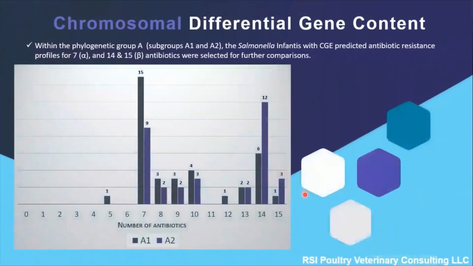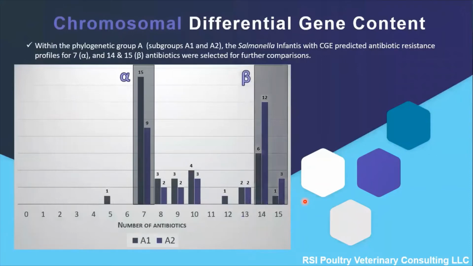We further subdivided the groups A1 and A2 into alpha and beta based on the resistance to antibiotics. The alpha groups A1 and A2 contained isolates that show resistance to 7 antibiotics. And the beta A1 and A2 groups contained isolates that show resistance to more than 13 antibiotics. With this subdivision, now we move into the analysis of genes carrying mutations, as we will see in the next slides.